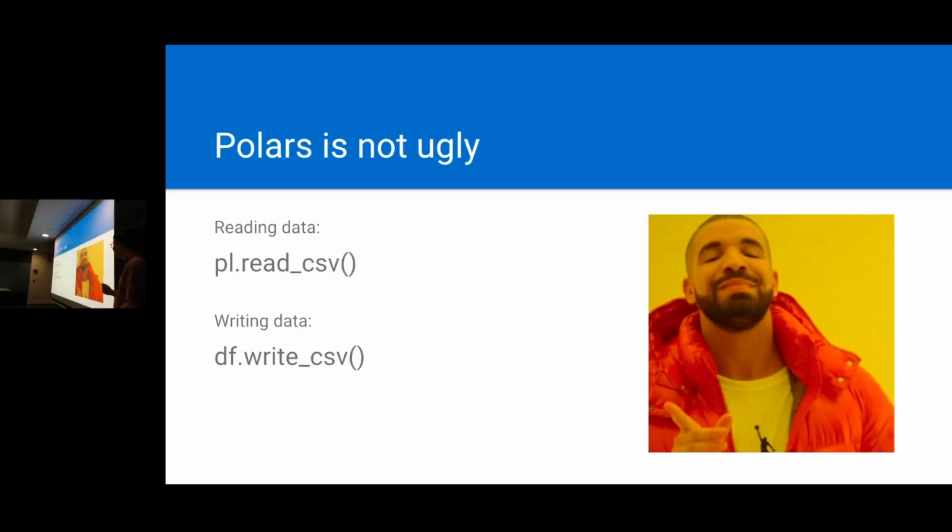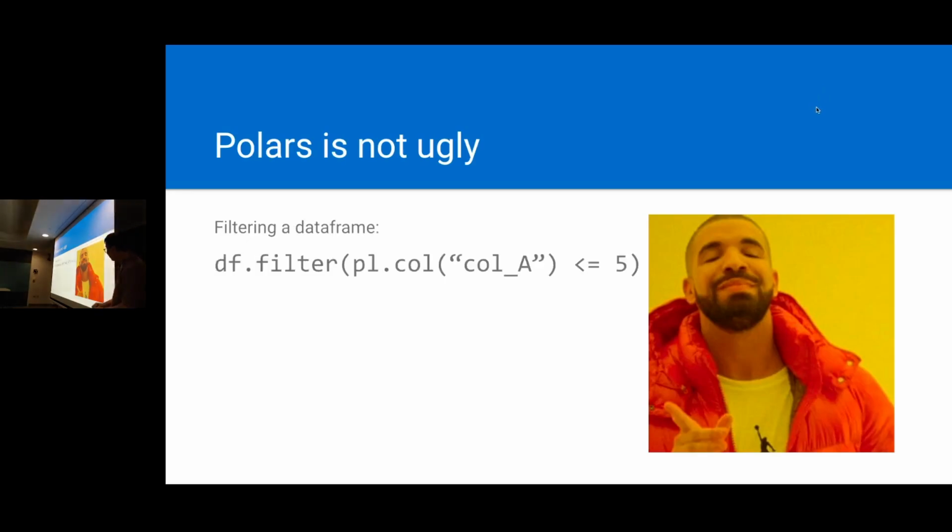Polars is not ugly. That's the first thing. Read data: pl.read_csv. PL is from import polars as pl. And write data: df.write_csv. It's the perfect opposite, and it's a perfect read and write.